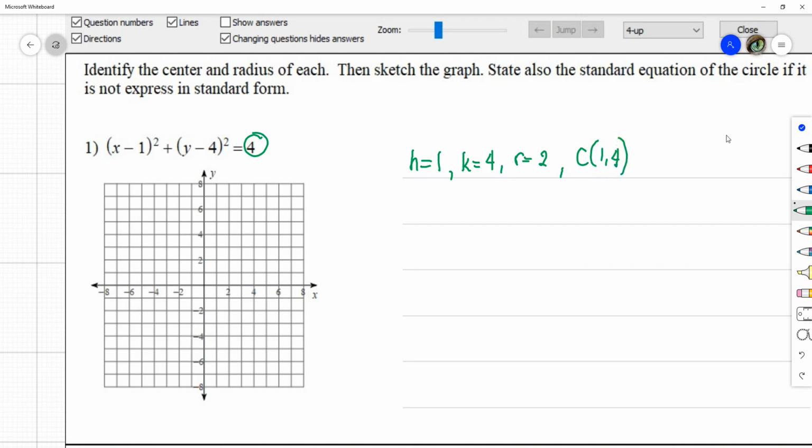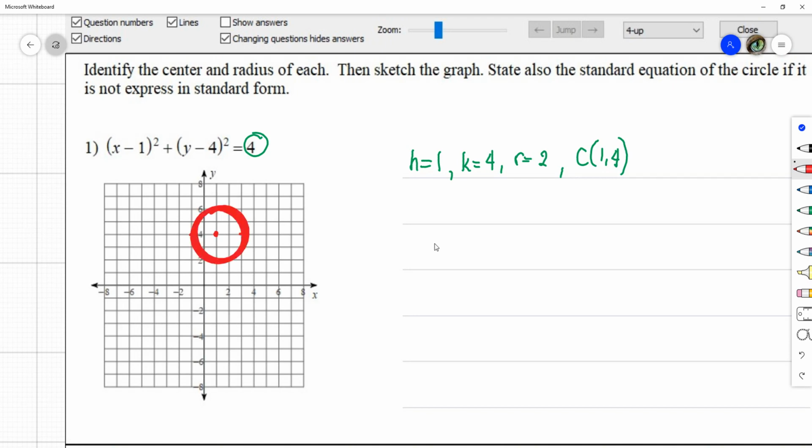Okay, so in this case, let's try to graph. The center is at (1, 4), so (1, 4) here. This is the center. And we have the radius of 2. So 1, 2. It passes here, that point. 1, 2, and 1, 2. Okay, so this would be the circle.